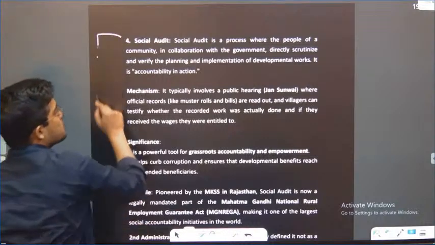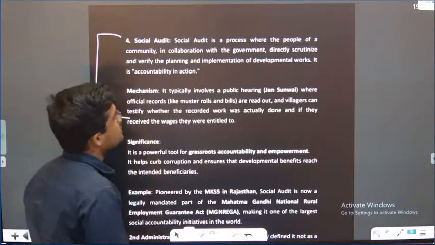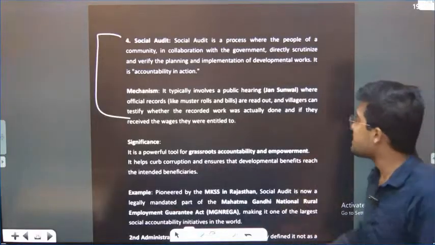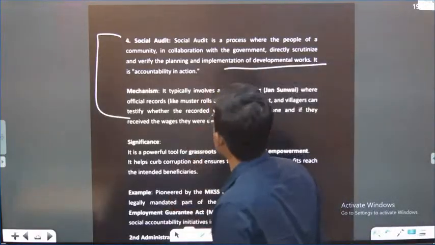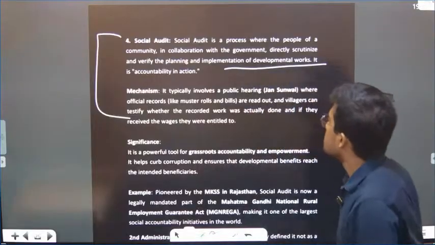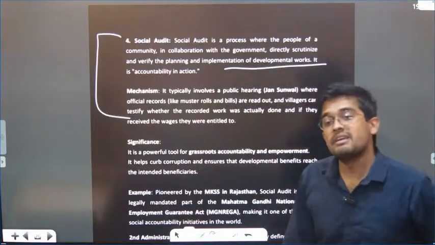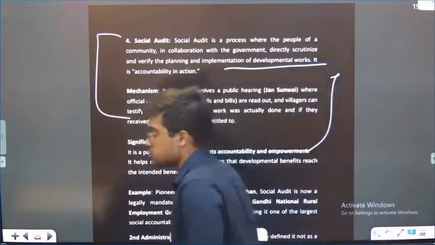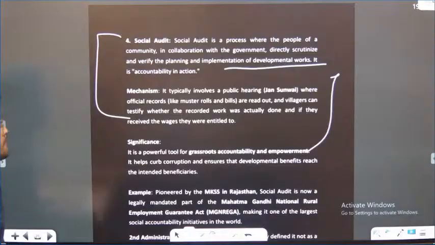Social audit is a process where people of a community, in collaboration with the government, directly scrutinize and verify the planning and implementation of developmental works. So it is accountability in action. And there are certain mechanisms that also take place. What are these mechanisms? It involves public hearings, such as Jan Sunwai.